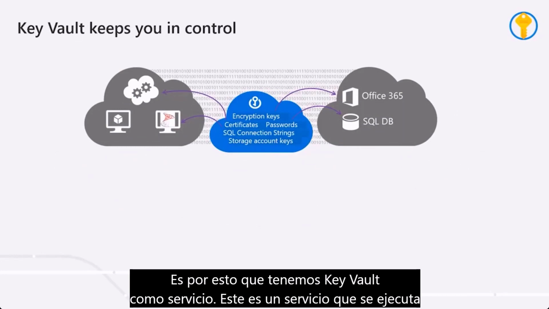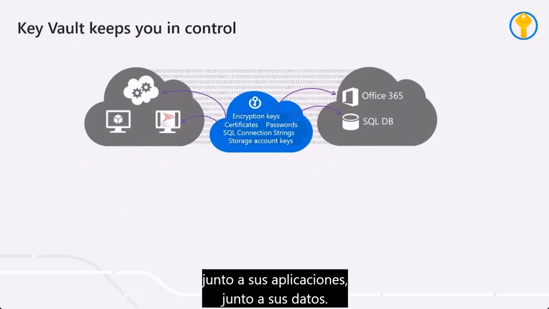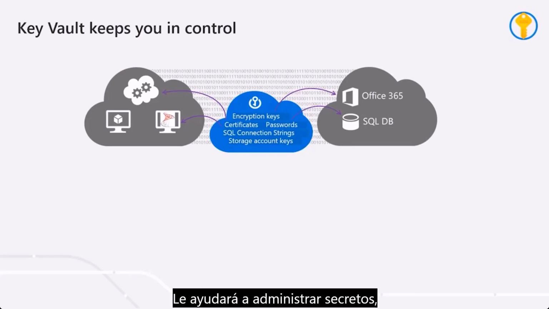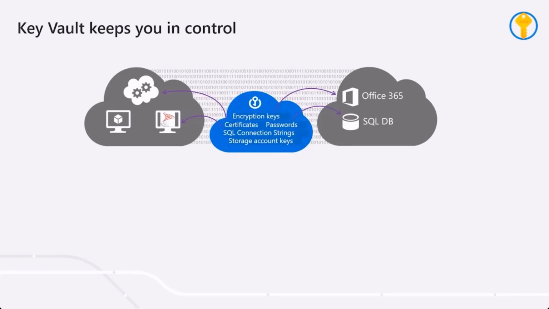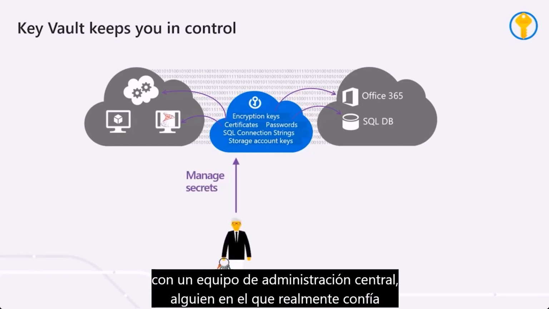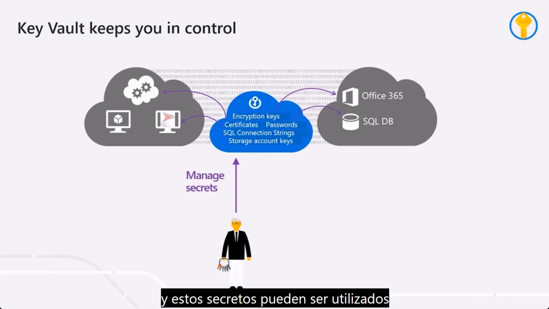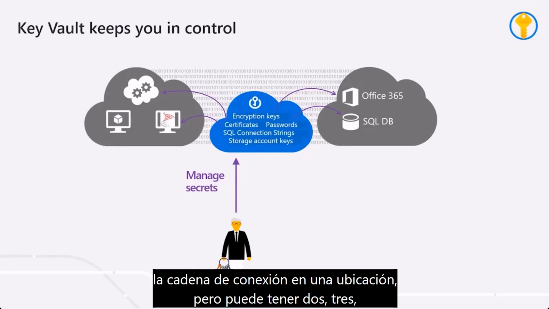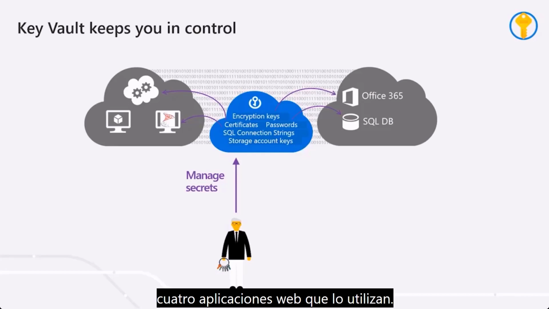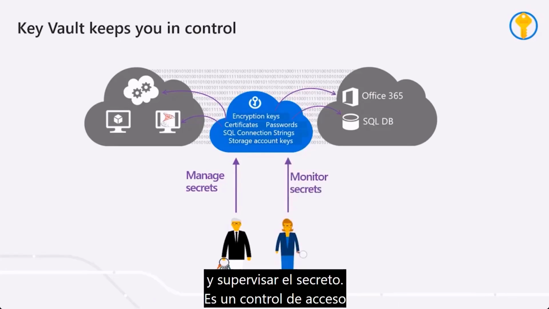So this is a service which runs next to your applications, all right, next to your data. It's going to help you manage secrets, for example, SQL connection strings, but also username and passwords, storage account keys, and even things like certificates, TLS, SSL, encryption keys, if you want to encrypt and decrypt your data. And this is a central location with a central management team, somebody that you really trust, and these secrets can be then used by multiple applications.